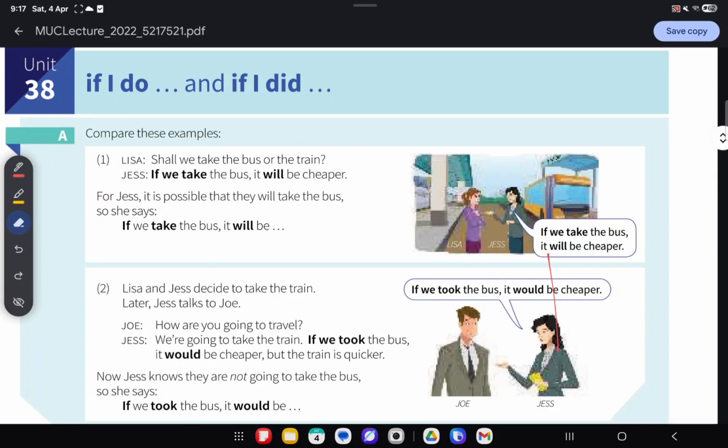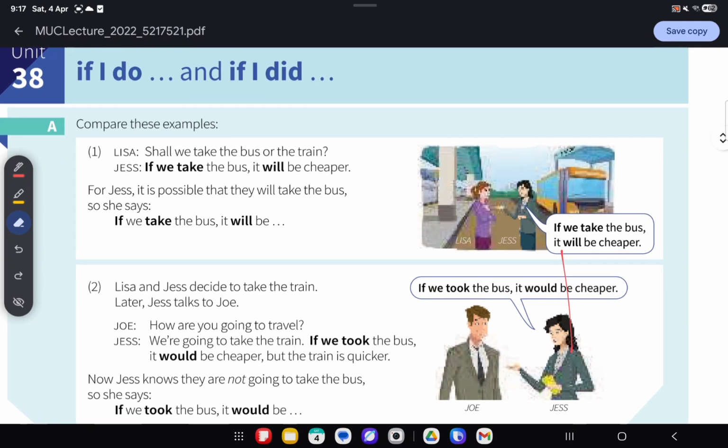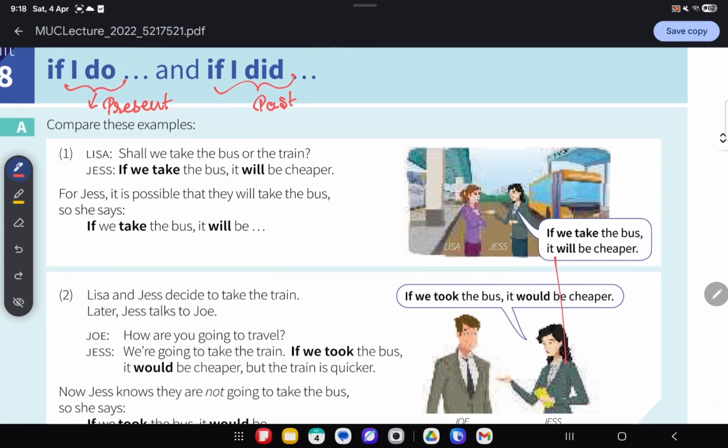So today we will learn a new chapter, the use of if. In this chapter we will learn how we use if. First, let's read the example and understand. From the heading you can understand that we can use if in the present form, because it is "I do", present form, and also when we have past form. So let's read and understand.